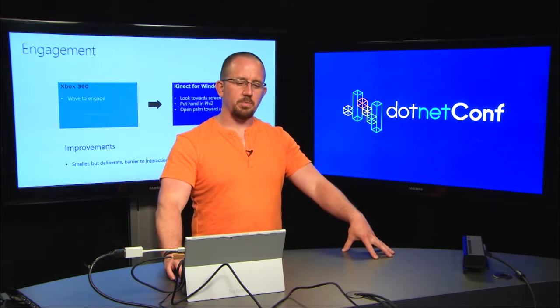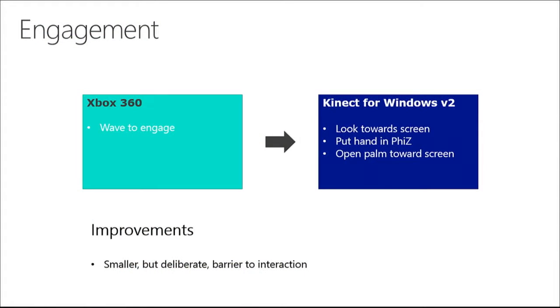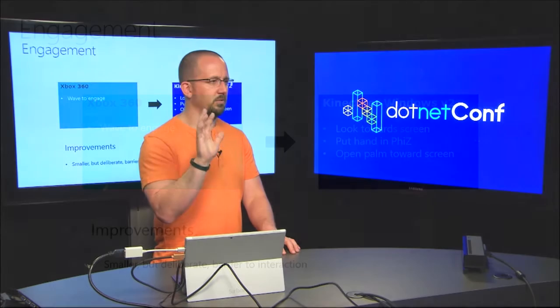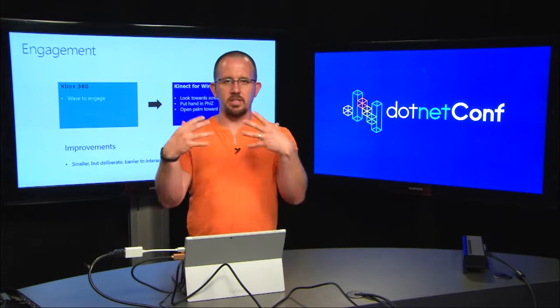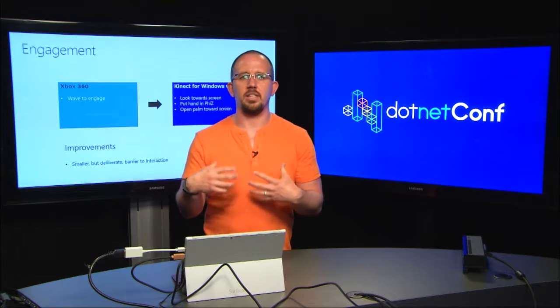So if you're familiar with Xbox 360 or the old version of Kinect for Windows before we did the interactions work, the engagement model was that you would wave to engage. Now with Kinect for Windows V2 and with Xbox One, you look towards the screen and you put your hand in the FIZ, is what we call it. The FIZ stands for the physical interaction zone. And then you open your palm to the screen. Again, the sensor is looking for those things to then say, oh, hey, this person is engaged and I need to respond to that.